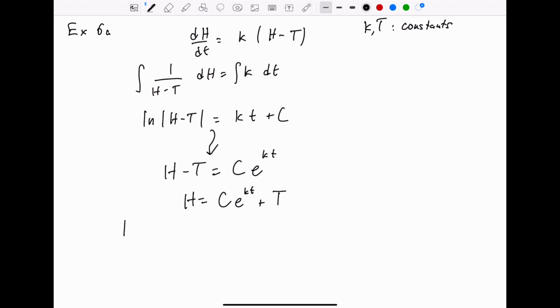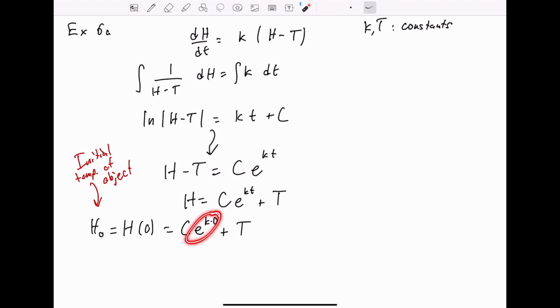In this case, let's look at the temperature at time 0, and let's just call this H of 0. This is the initial temperature of the object, H sub 0. So we'll say this is the initial temperature of the object. That's the temperature of the object at the start of the experiment at time 0. And we can plug in 0 for t to find an expression for C here. So we have C times e to the k times 0 plus T. E to the k times 0, that's just e to the 0, which is 1. So I have C times 1 plus T.